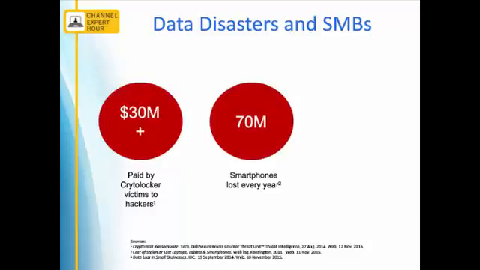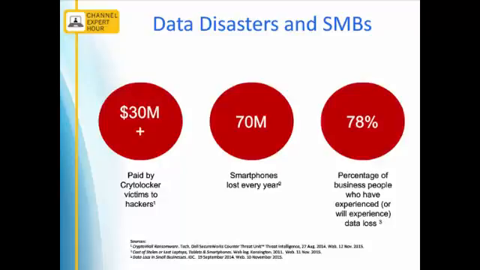Another statistic, 70 million smartphones are lost every year. When you've got so many people with so much sensitive info being carried around in their pockets and so many phones being lost or stolen, it's a very serious data privacy risk. And you need to make sure that whenever you have confidential company data on the go, it's kept in a very secure manner. And then finally, 78% of business people, according to IDC, have experienced or will experience data loss. I think this survey was done in 2014.